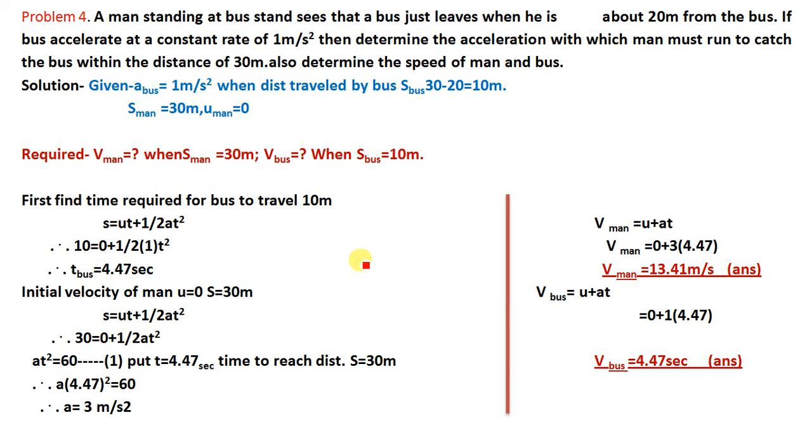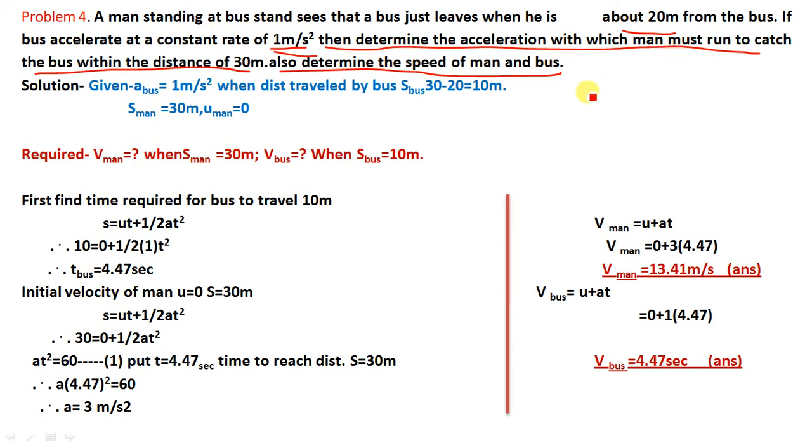Now let's come towards the fourth problem. A man standing at a bus stand sees that the bus just leaves when he is about 20 meter from the bus. If the bus accelerates at a constant rate of 1 meter per second square, so acceleration is constant, a of bus is given 1 meter per second square, then determine the acceleration with which the man must run to catch the bus within a distance of 30 meter. Also determine the speed of the man and the bus.